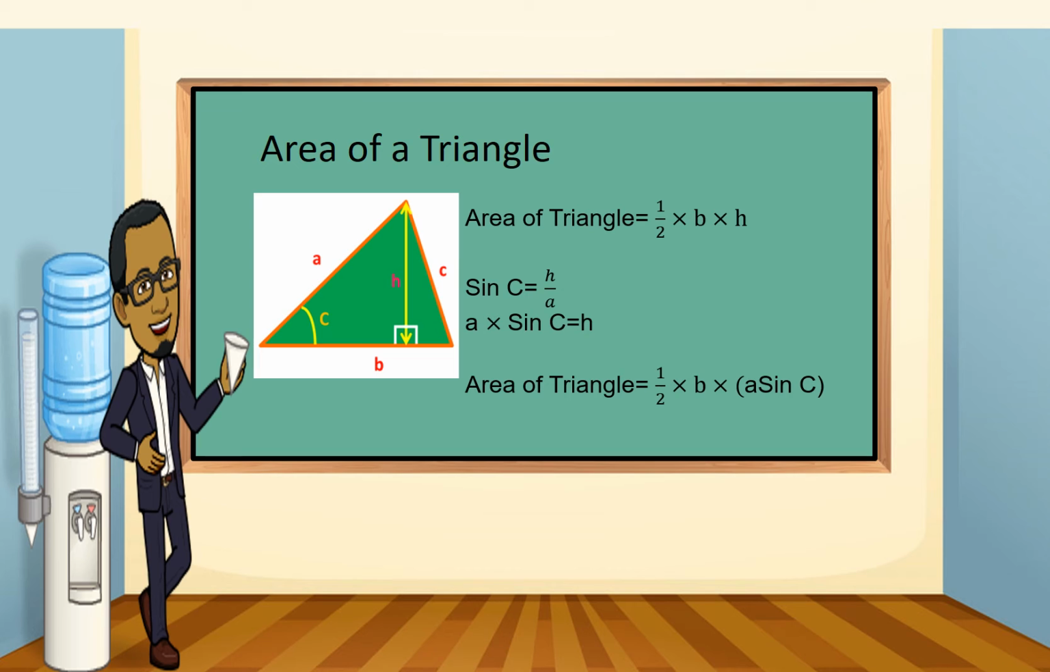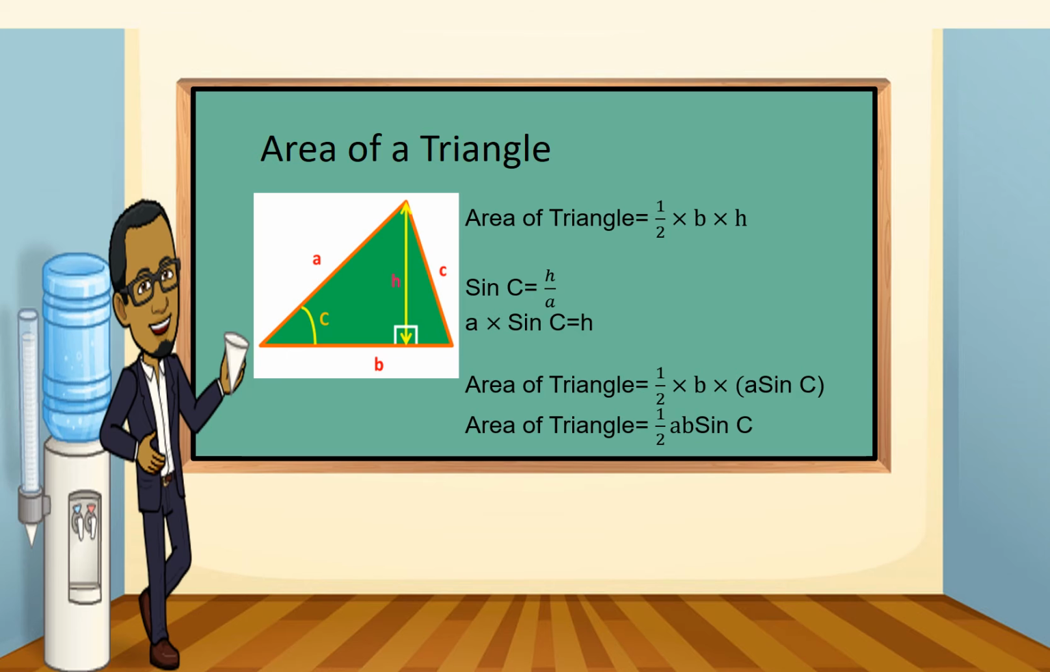We can substitute this into our equation, and that becomes half of b multiplied by a sin C. But we as mathematicians like our variables in alphabetical order, so this becomes half ab sin C.